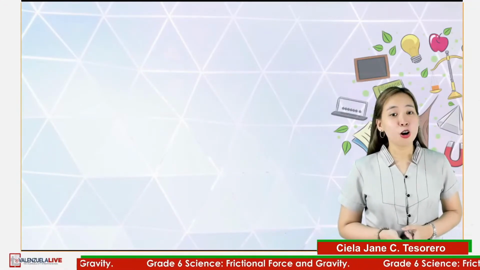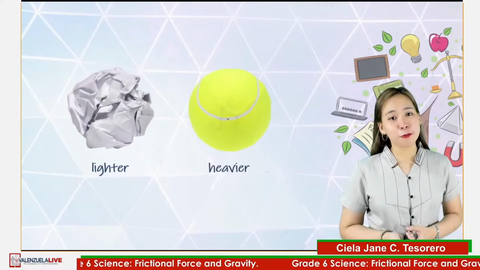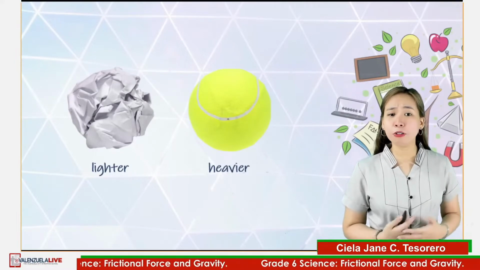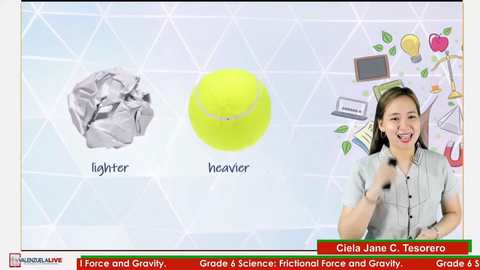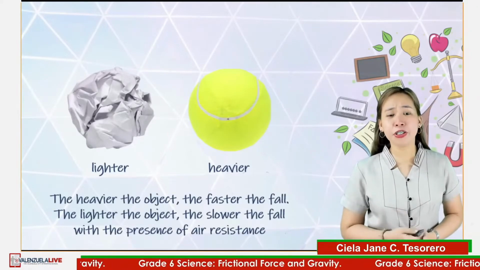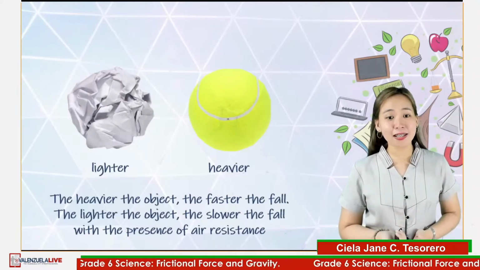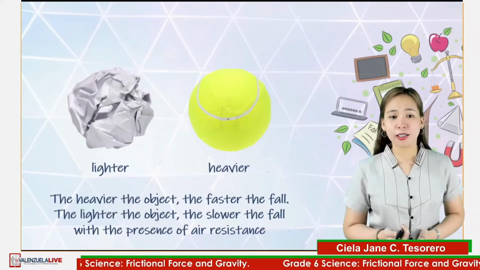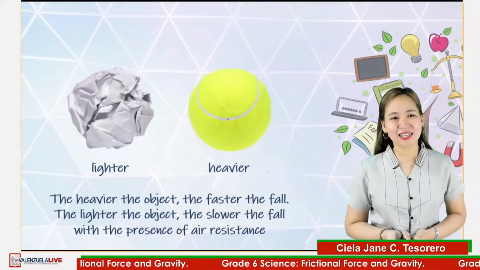In the activity, we use two objects with different weights. The piece of paper is relatively lighter compared to the tennis ball. So how do their weights affect the speed of their fall? Very good. The greater the mass, or the heavier the object is, the faster the fall. And the lesser the mass, or the lighter the weight of an object, the slower the fall with the presence of air resistance.